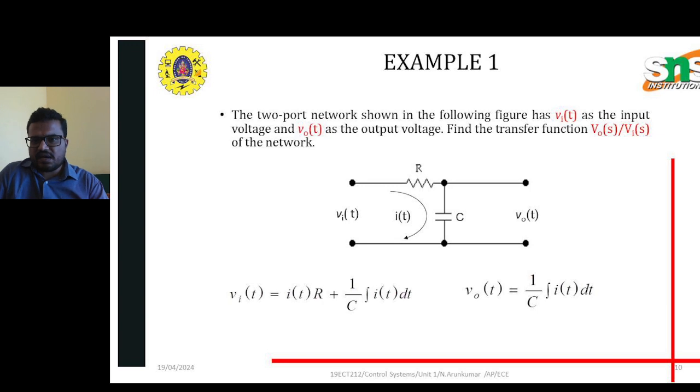So initially Vi of t can be calculated based on the elements present in the example. Here the resistor and capacitor are connected in series, so we can write the equation as Vi of t equal to I of t into R plus, as we know the capacitance formula, 1 by C into the integration of I of t dt. Like that, the output voltage of the second loop can be calculated. Here only the capacitor alone is connected to the output voltage in this loop, so the equation becomes 1 by C integration of I of t dt.